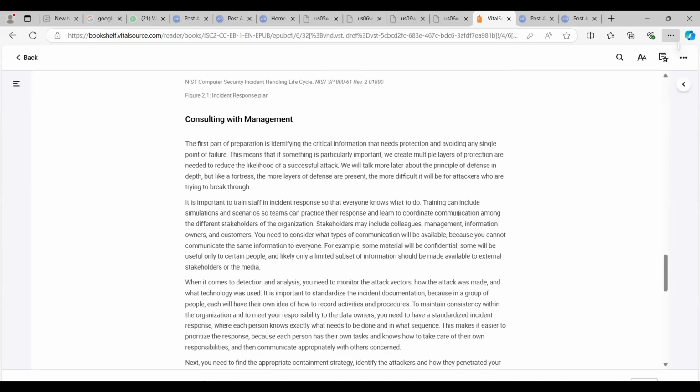So we create multiple layers of protection, which are needed to reduce the likelihood of a successful attack. We will talk more later about the principle of defense in depth. But like a fortress, the more layers of defense are present, the more difficult it will be for attackers who are trying to break through.